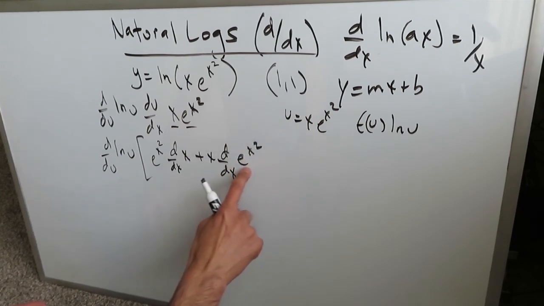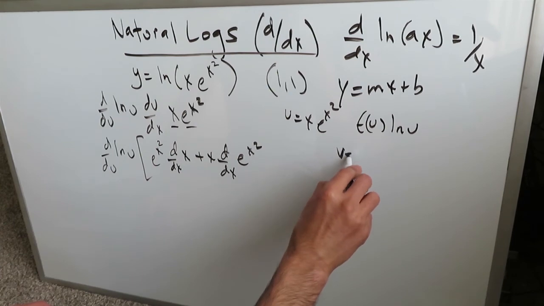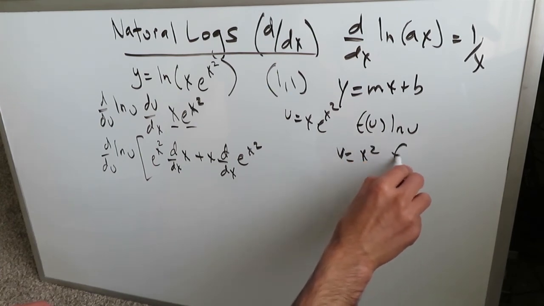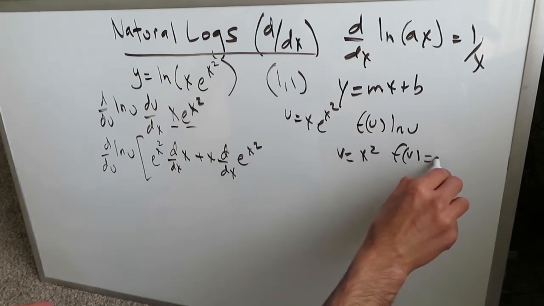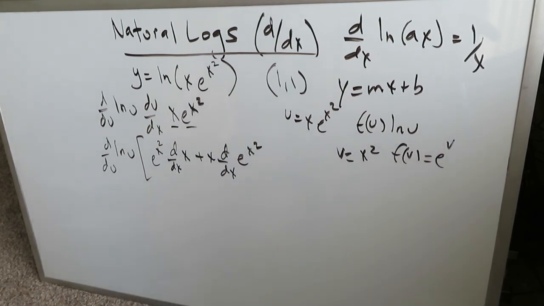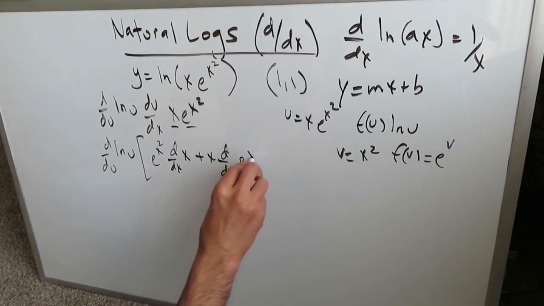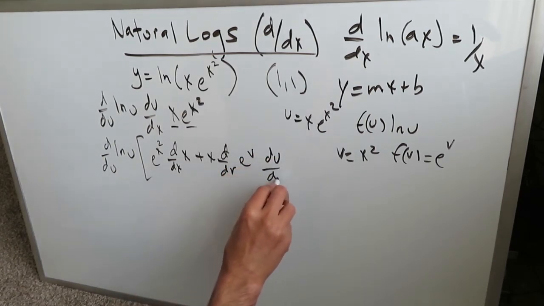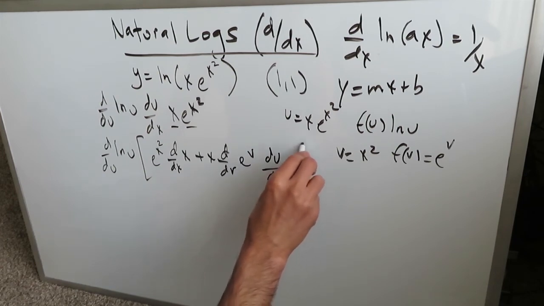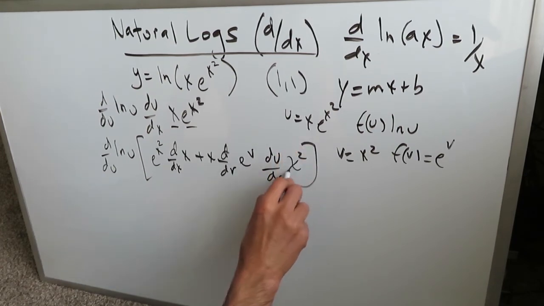Now, let's cope with this. Let v equal x squared, therefore f of v must be equal to e to the v. And let's make the substitution right here. So derivative with respect to v, we have e to the v, and then dv with respect to its x variable, x squared. My x's are like monstrous sometimes.